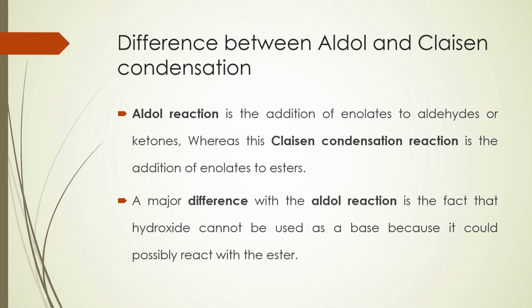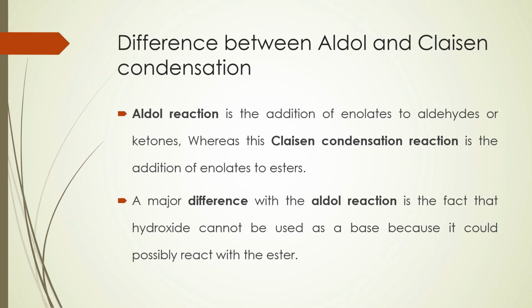Aldol reaction is the addition of enolates to aldehydes or ketones, whereas this Claisen condensation reaction is the addition of enolates to esters. So the basic difference is with the reactants of both the reactions. In aldol reaction, the reactants are aldehyde or ketone, and in the Claisen condensation reaction, the reactants are esters. This is the basic difference. The major difference with the aldol reaction is the fact that hydroxide cannot be used as a base because it could possibly react with the ester.